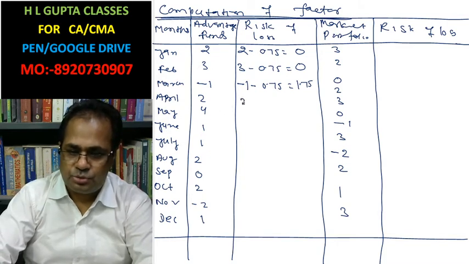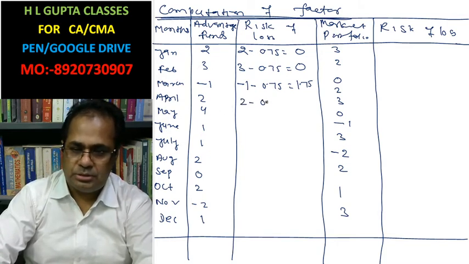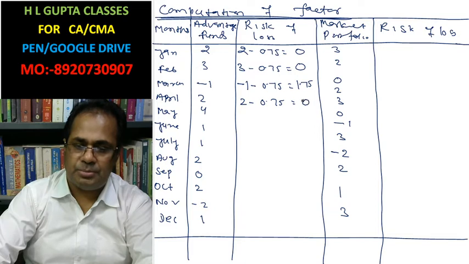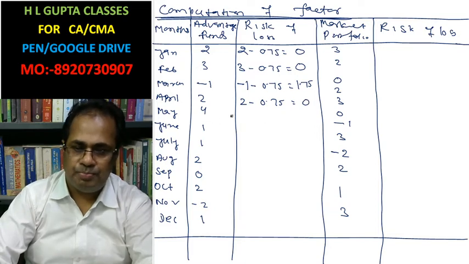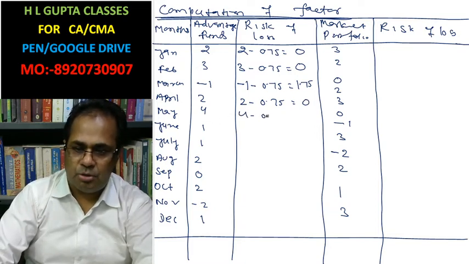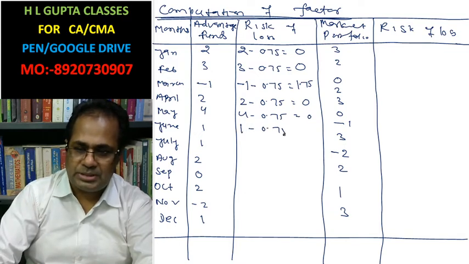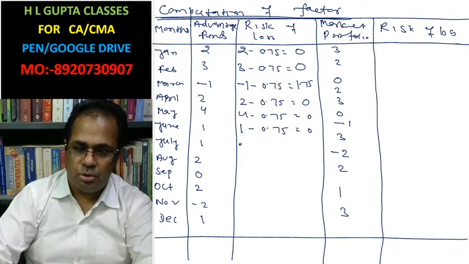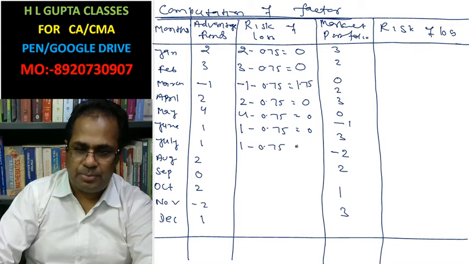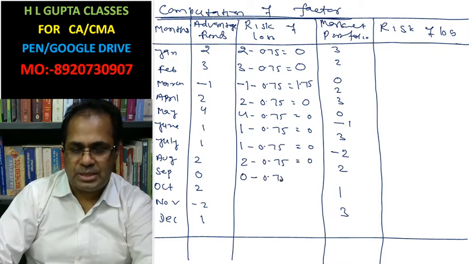In this case, 2 minus 0.75 in the positive. This risk of loss is 0. This is 4 minus 0.75. This is a 0. 1 minus 0.75. This is a 0. 1 minus 0.75. Risk of loss is 0. 2 minus 0.75. Risk of loss is 0. 0 minus 0.75. Risk of loss is 0.75.